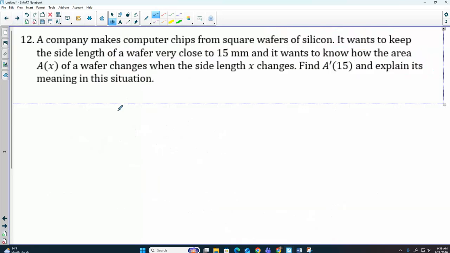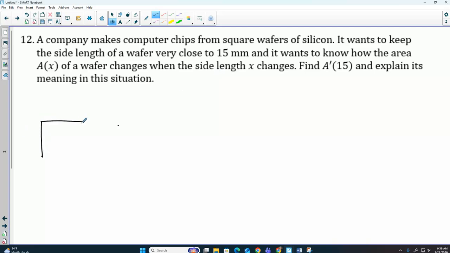Number 12, a company makes computer chips from square wafers of silicon. Okay, so we've got a square. It wants to keep the side length very close to 15 millimeters and wants to know how the area changes when the side length changes. All right, so it's a square, those are the same. I want that to be close to 15. I want to find A prime of 15.